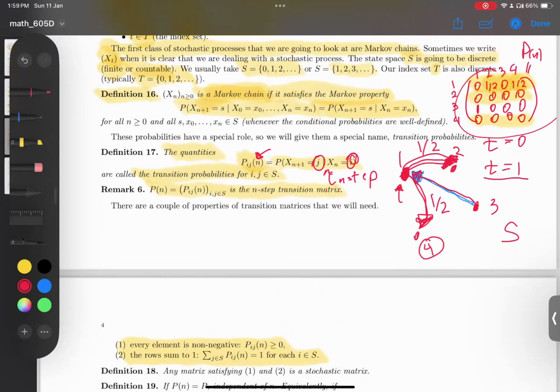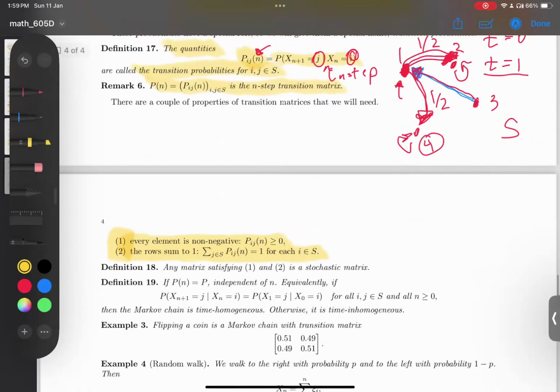So in this case, you can see that we have all zeros here. In order to change this, I will add self-references, so 2 jumps to 2 and 4 jumps to 4. So now our matrix P of n satisfies these conditions, and any matrix which satisfies these conditions is called a stochastic matrix.